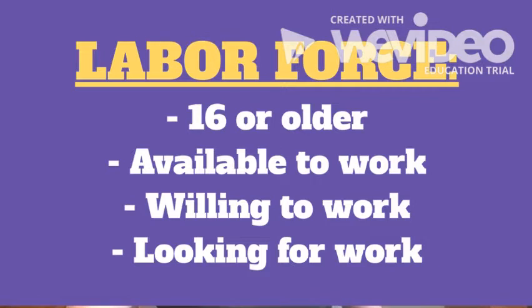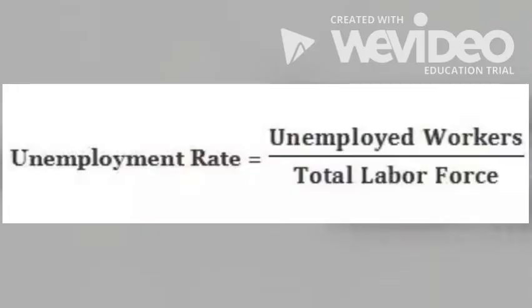So if you are a 10-year-old student or even a 16, 17-year-old student, if you're not looking for a job, if you're a full-time student, you don't count in the labor force. If you are 70 years old and retired and not looking for a job, you also don't count in the labor force. You have to be available to work, willing to work, and looking for work. So to get the unemployment rate, we take the number of people that don't have jobs that fit those criteria divided by the labor force.